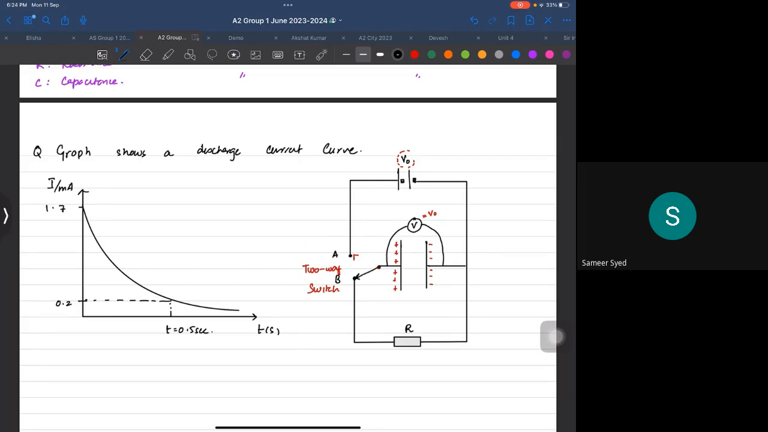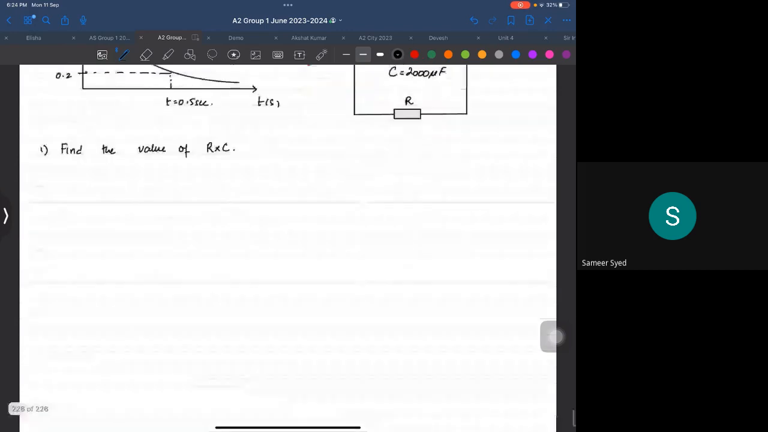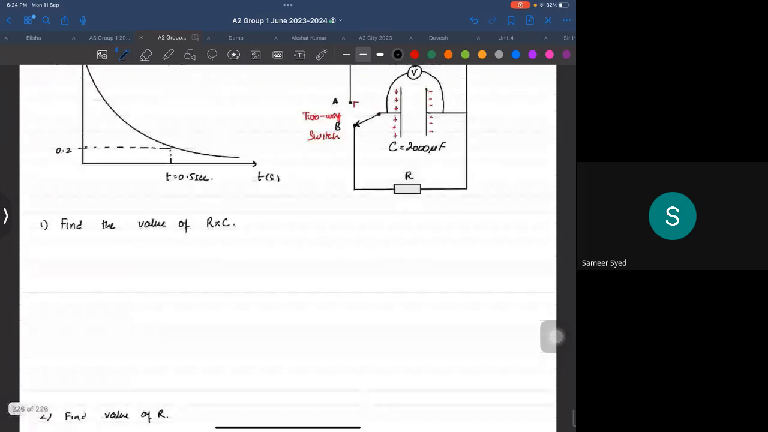Like this actually. So the capacitance of the capacitor is 2000 microfarad and the resistance is R. Okay, so this is the question. First of all, they say part 1, find the value of R into C. And then in the second part, they say find the value of R. So let's have a look at it.